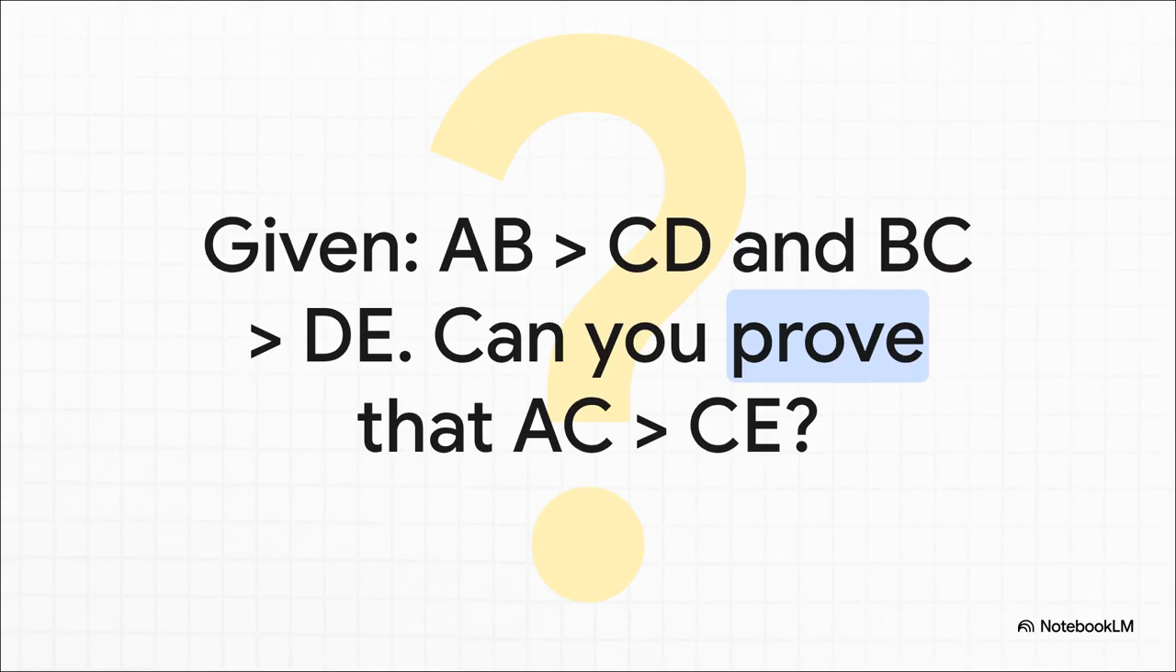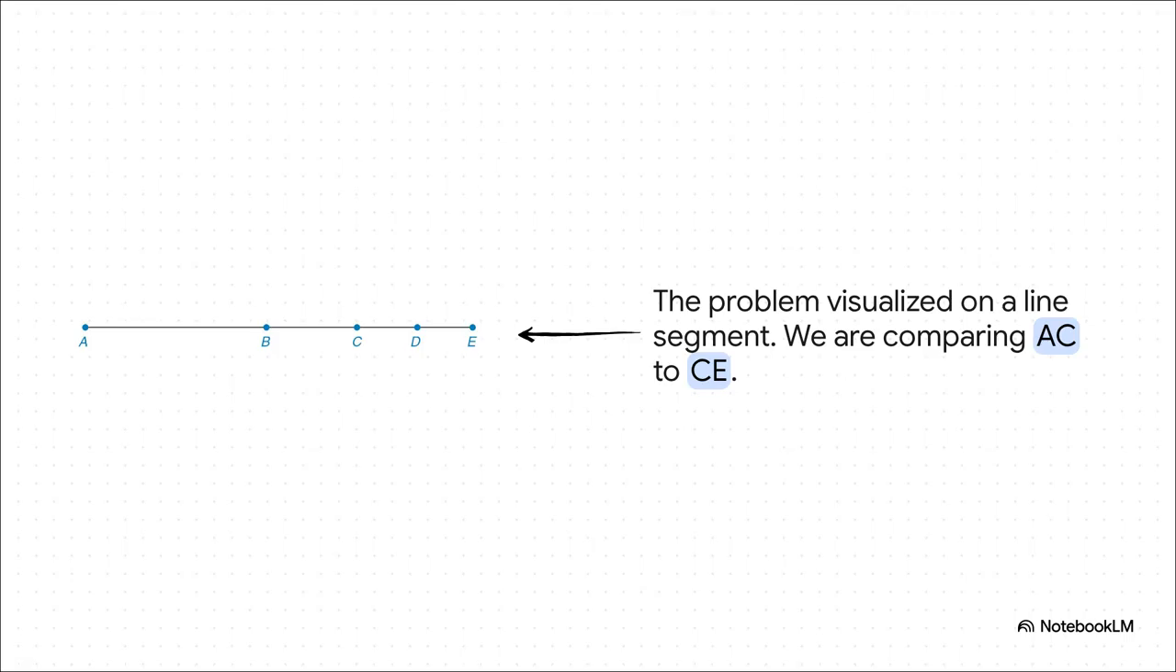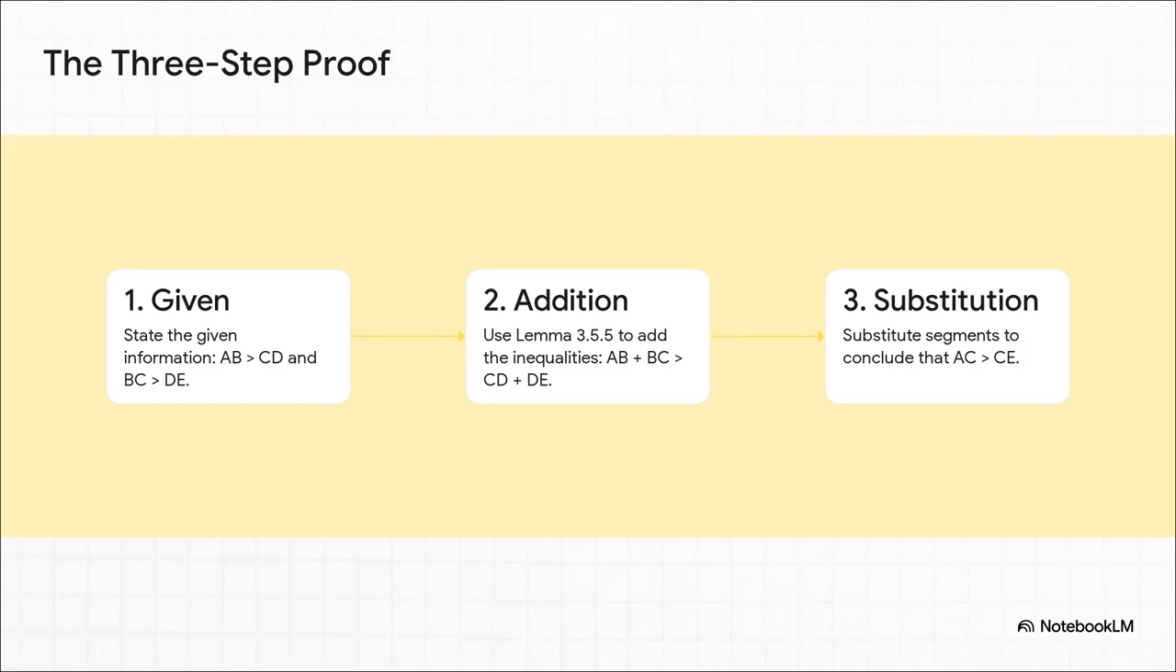Our mission is to prove that the combined segment AC is longer than the combined segment CE. And here's what that looks like visually. We've got all these points on a line in order, A, B, C, D, E. So we're comparing the length of this piece, AC, with this piece over here, CE. And you know what? The proof is a beautiful, clean 3-step process.